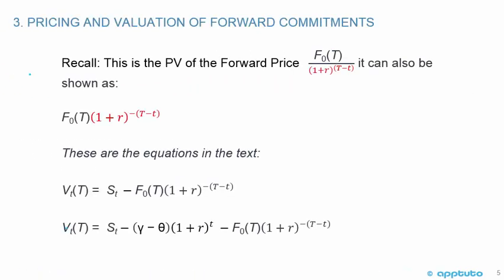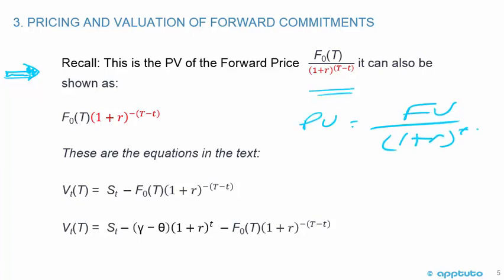Okay, on this slide there's nothing new, but there's just a little bit of nomenclature with regards to the algebra. And for those of you that don't love the algebra, this slide is just there to help you out, okay? If you're good at algebra, then you're shaking your head saying, yeah, you know this. So recall, this is the present value of the forward price, okay? It can also be shown as, this is the way that I always do it, the future value over 1 plus r to the t, okay? That's my present value formula always.